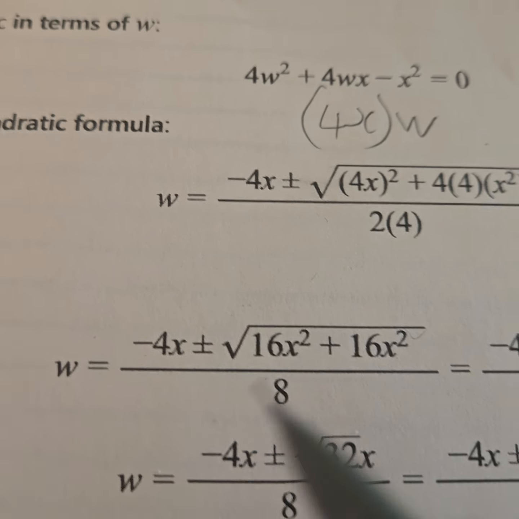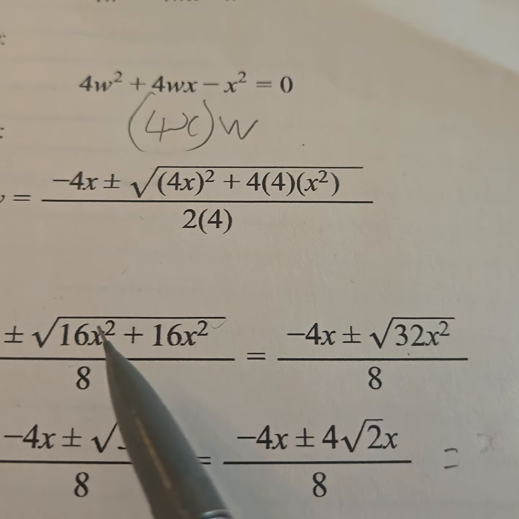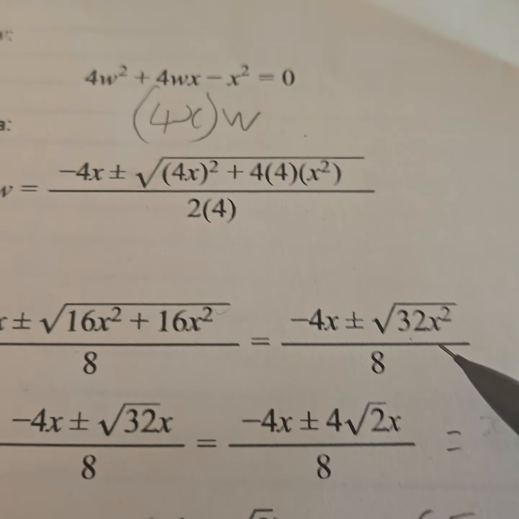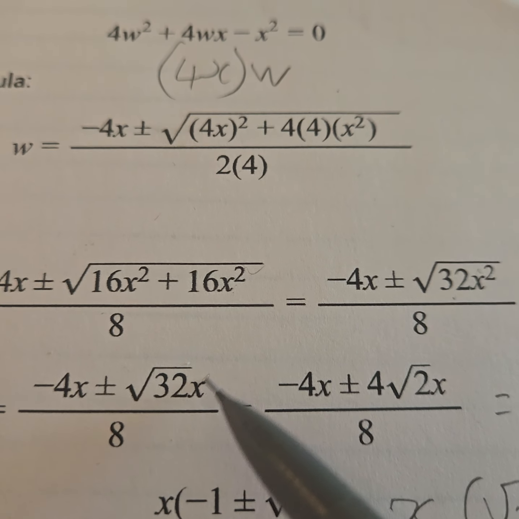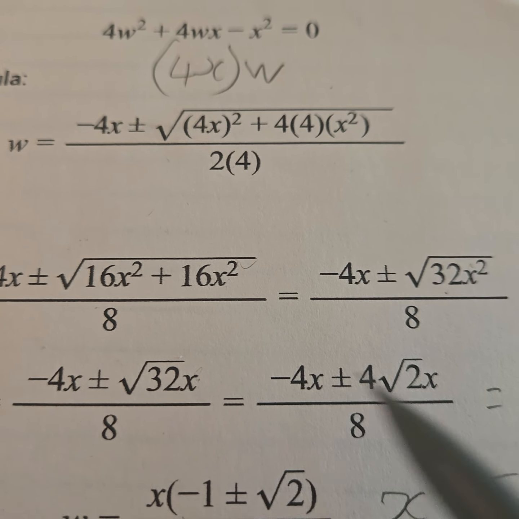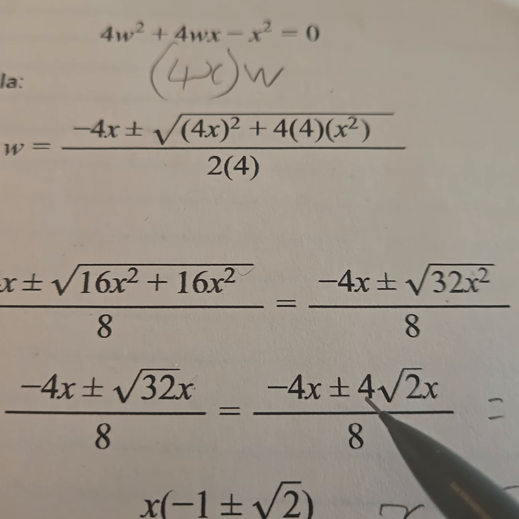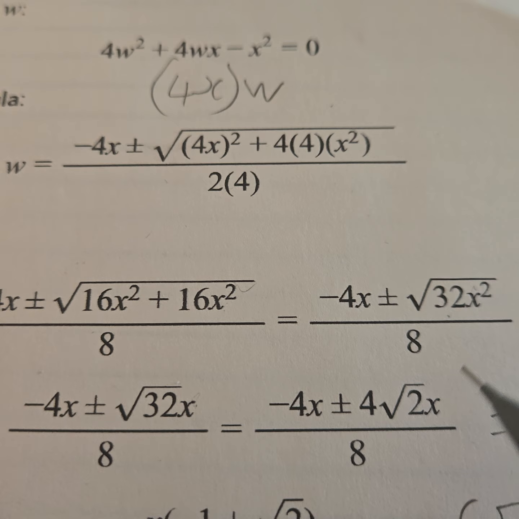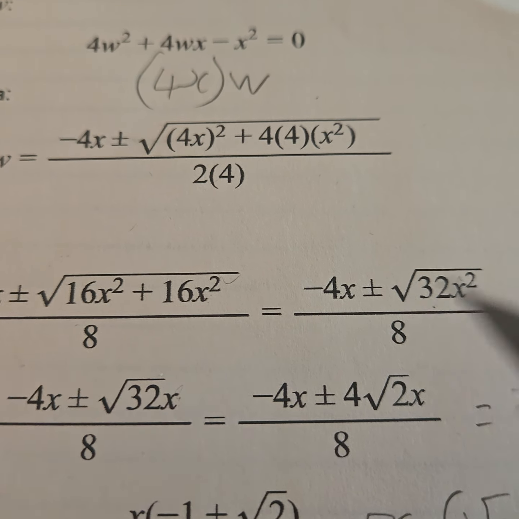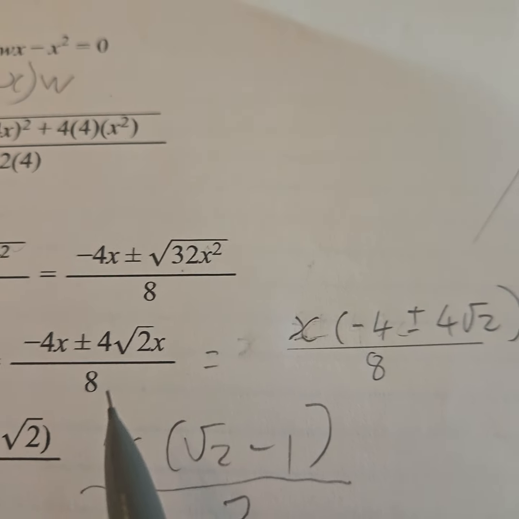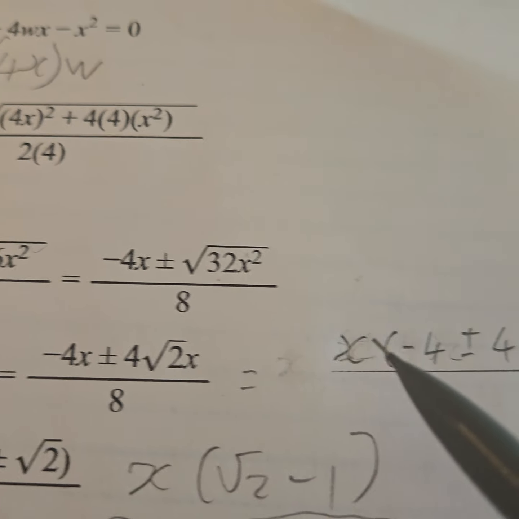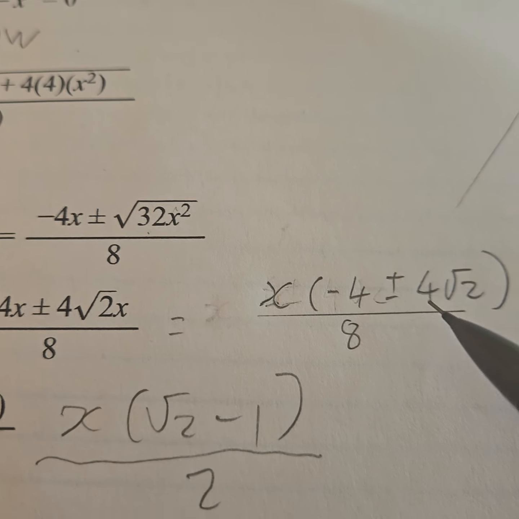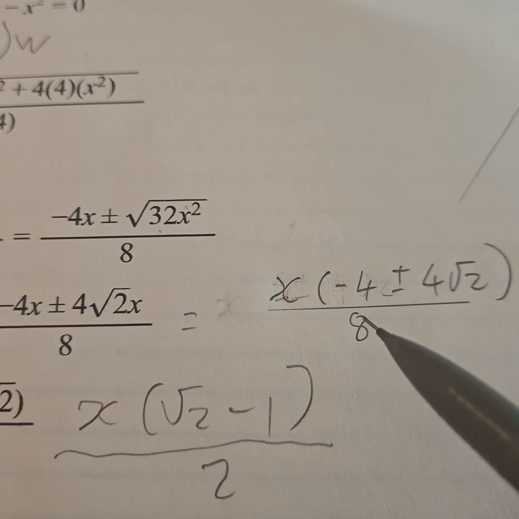There's that minus 4x. We simplify some more. We add these two terms. Minus 4x plus minus the root of 32x squared. The root of x squared is x. And the root of 32 is 4 root 2. 4 root 2 times 4 root 2 is 32. And x times x is x squared. And all of that is over 8. And we take out the x as a common factor. And we're left with minus 4 plus minus 4 root 2, all divided by 8.